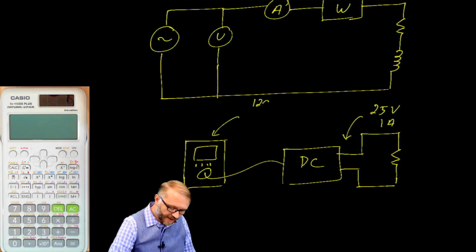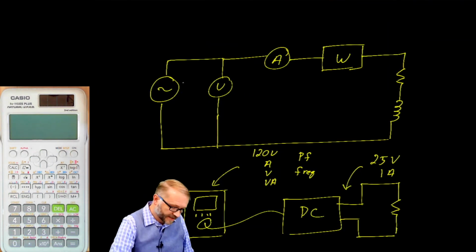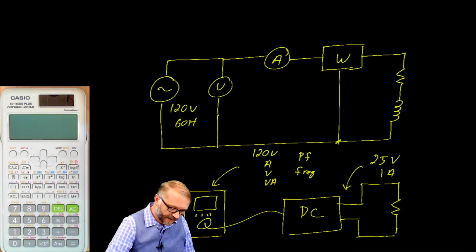It told you that you had about 120 volts. There was a certain current. There was a certain voltage. There were volt amps. There was also a power factor and a frequency. You recorded all of that from this little box. Well, that gets back to this. So here you had 120 volts, 60 hertz. You had a certain current, and there was a certain amount of power.